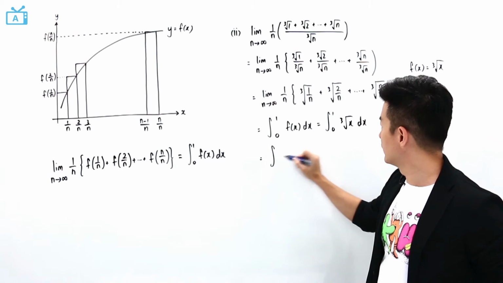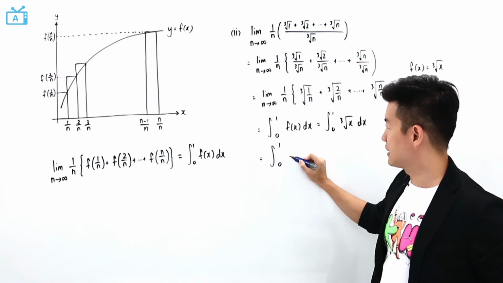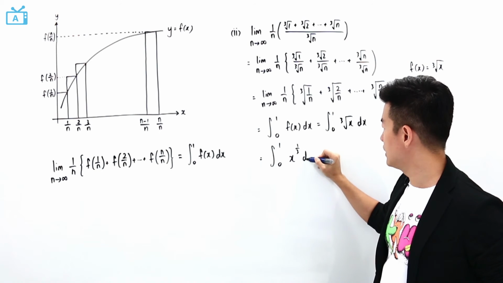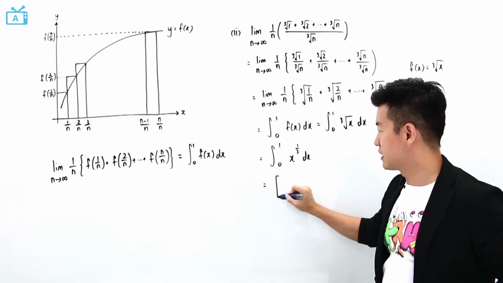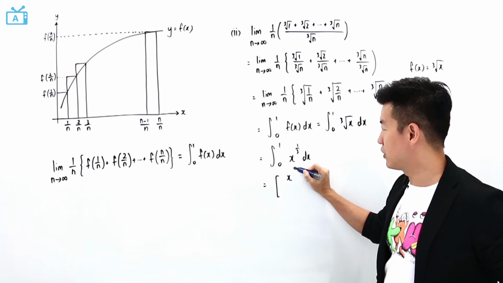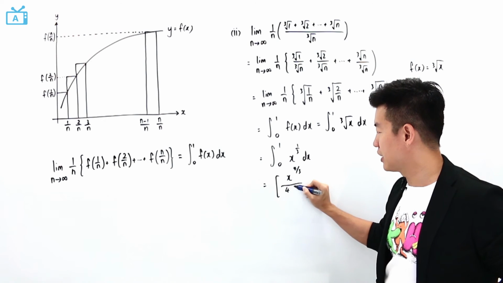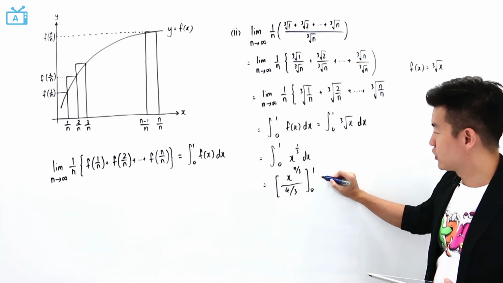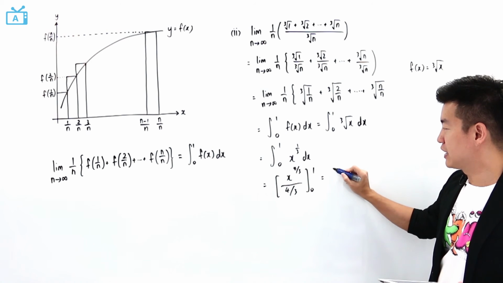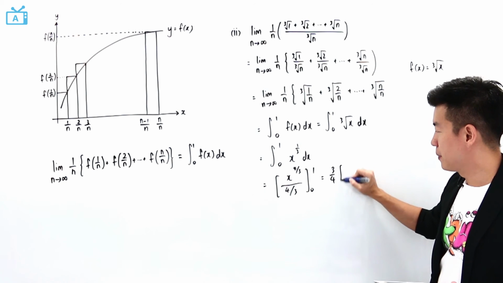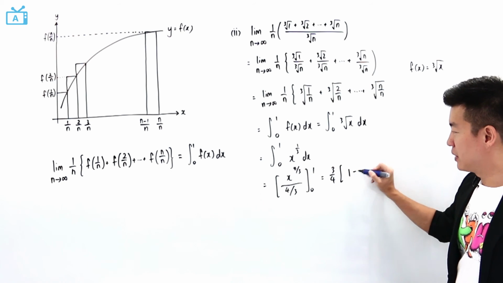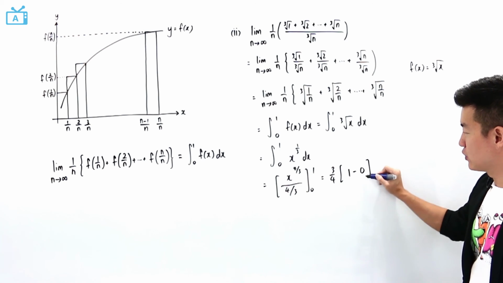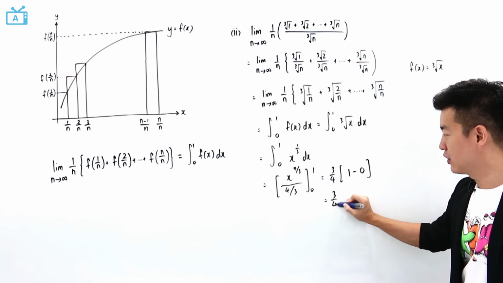So this can be integrated by rewriting this as x to the power of 1 over 3 dx. Integrating this is a simple integration: x to the power of 4 over 3 divided by 4 over 3, from 0 to 1. If I were to take the fraction out, it is going to be 3 over 4. And substituting 1 in, it is 1. Substituting 0 in, this is 0. So my answer is simply 3 over 4.